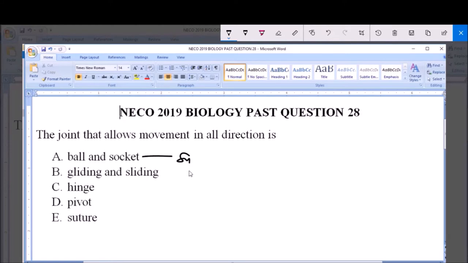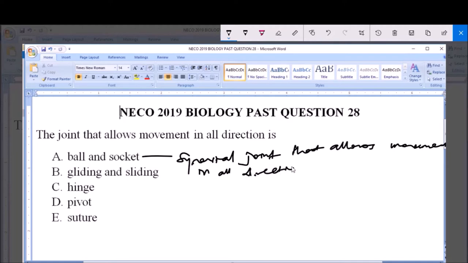It's a synovial joint. We call them synovial joints because of the presence of synovial fluids and synovial membrane. The synovial joint that allows movement in all direction. Example of the ball and socket joint is the shoulder joint or the hip joint. And if you can see, you can move your arm in different directions. This is because of the presence of the ball and socket joint.